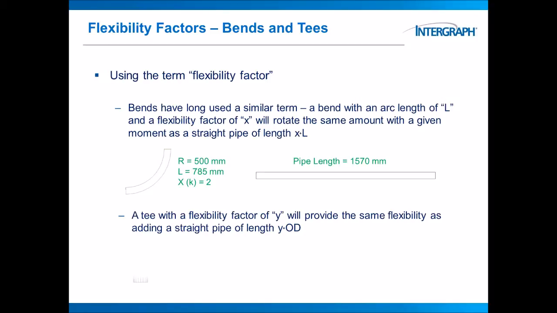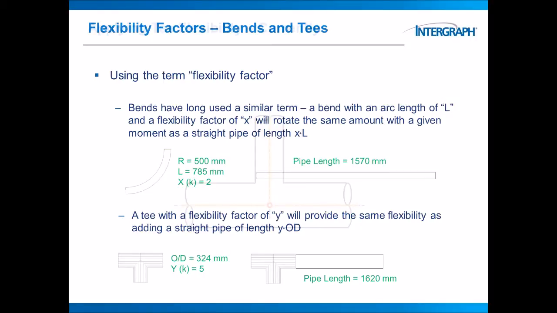It's a similar concept for Ts. A T with a flexibility factor of, let's call it Y, gives you the same flexibility as a straight length of pipe, Y times the outside diameter. For example, this T here, 324mm OD, flexibility factor of 5, will provide the same flexibility as 5 times 324mm, or 1.6 meters of pipe. So you can take credit for effectively adding 1.6 meters of pipe by including that T, which B31.3 doesn't give you credit for.